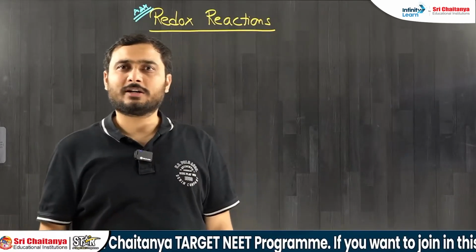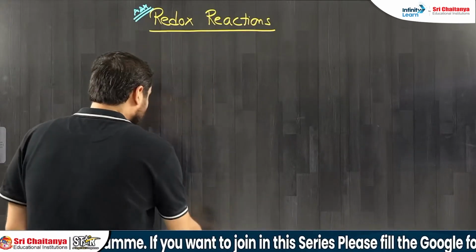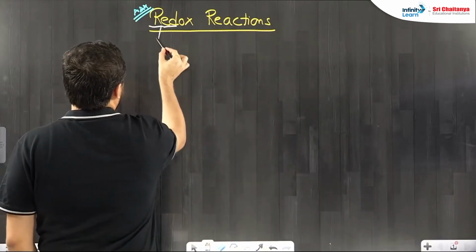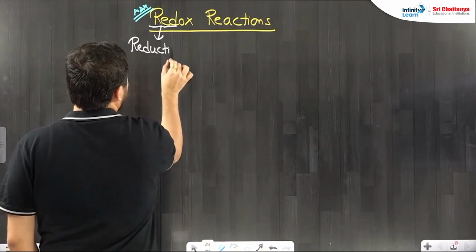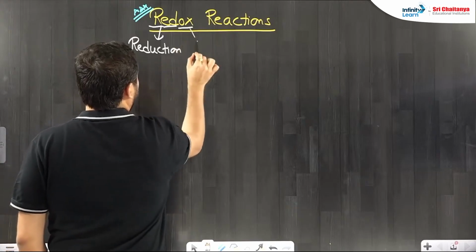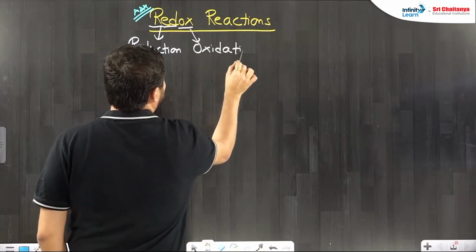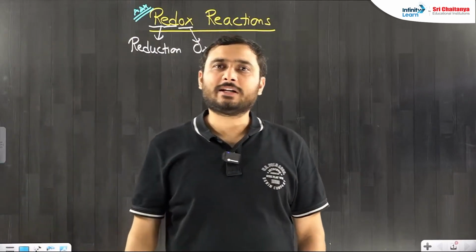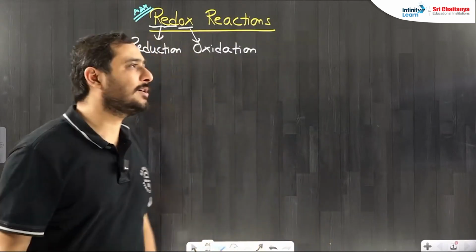Stoichiometry is also based on redox, that is the gram equivalent concept. So this is a very important topic. If we break redox into two parts, RED represents reduction and OX represents oxidation. So can we say that in redox both terms are coming, oxidation and reduction? A chemical reaction in which simultaneous oxidation and reduction takes place will be considered a redox reaction.